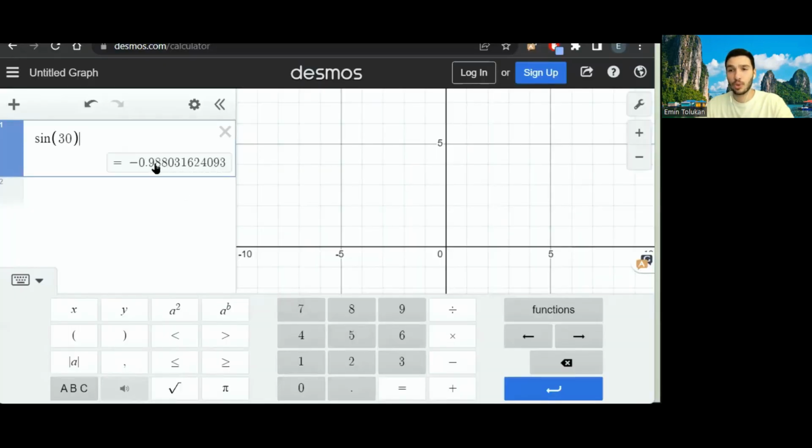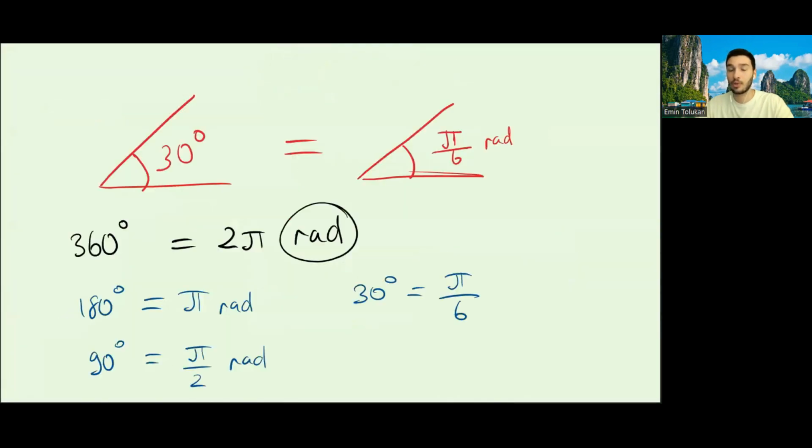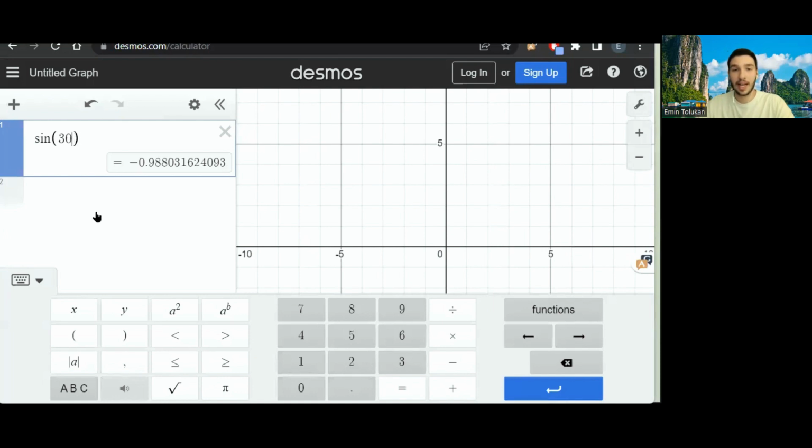So how am I supposed to put here angles then? We come back here. We have to put the angles in radians. And what is 30 degrees in radians? 30 degrees is pi over 6 radians. So if I write into sine parentheses pi over 6, I will get 1/2 or 0.5. There you go. This is a very important piece of information that you should remember for the SAT.